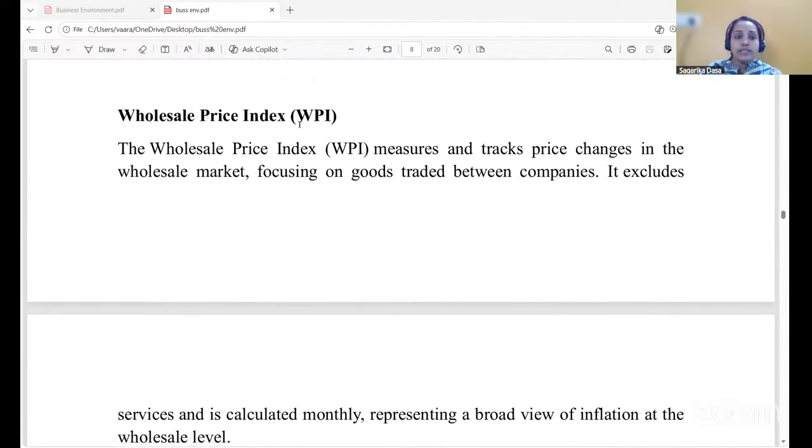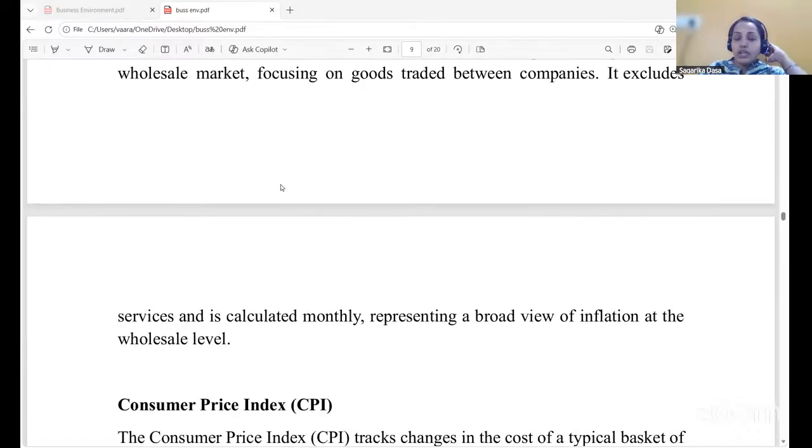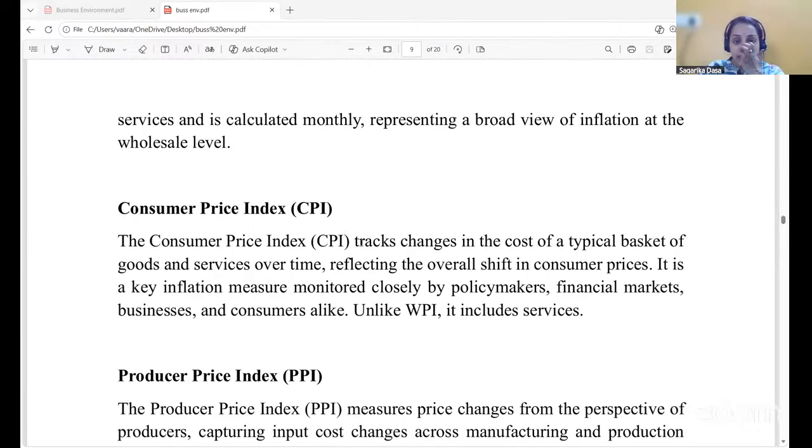Now, the wholesale price index, WPI, measures and tracks price changes in the wholesale market, focusing on goods traded between companies. So, the wholesale price index is used to understand the wholesale market price changes and how the trend is going on in the wholesale market. Now, when we say wholesale market, it does not include services, whereas the consumer price index tracks changes in the cost of a typical basket of goods and services over a period of time, reflecting the overall shift in the consumer prices.